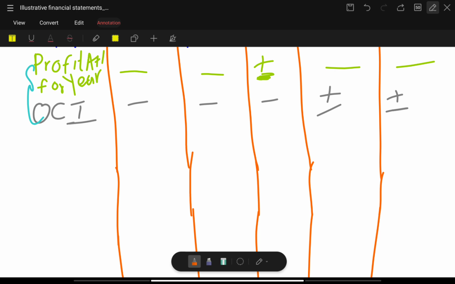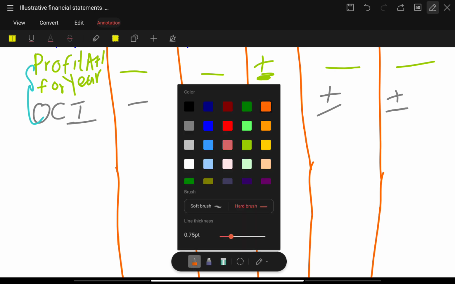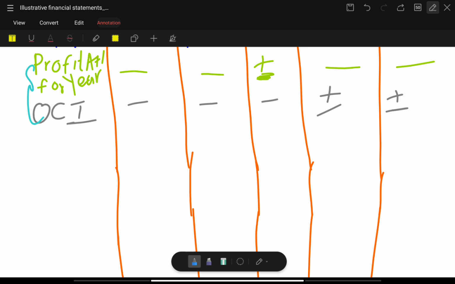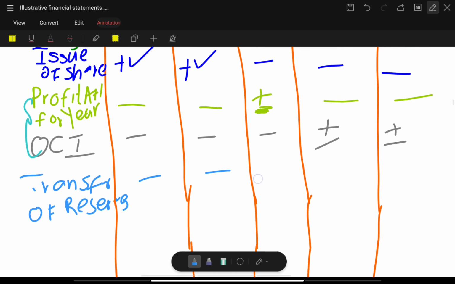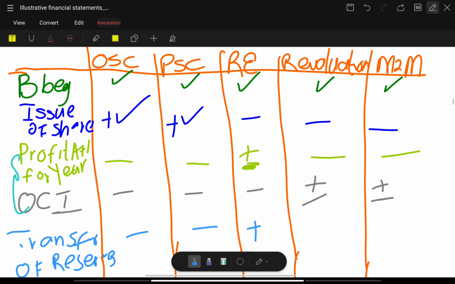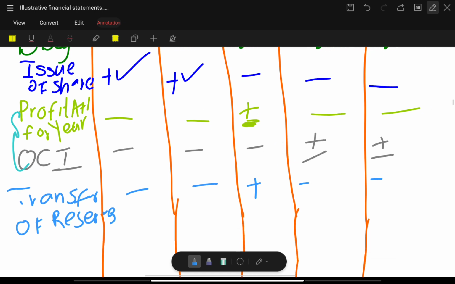So another one that you should follow, guys, when we go on, we have this thing called transfer of reserves. So transfer of reserves, guys, it doesn't apply to share capital, all of them. It only applies to what? To mark to market reserve accounts and to revaluation of land.